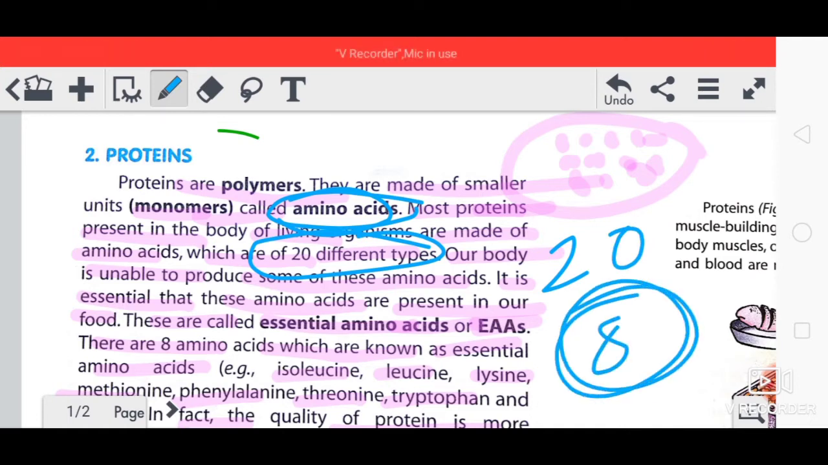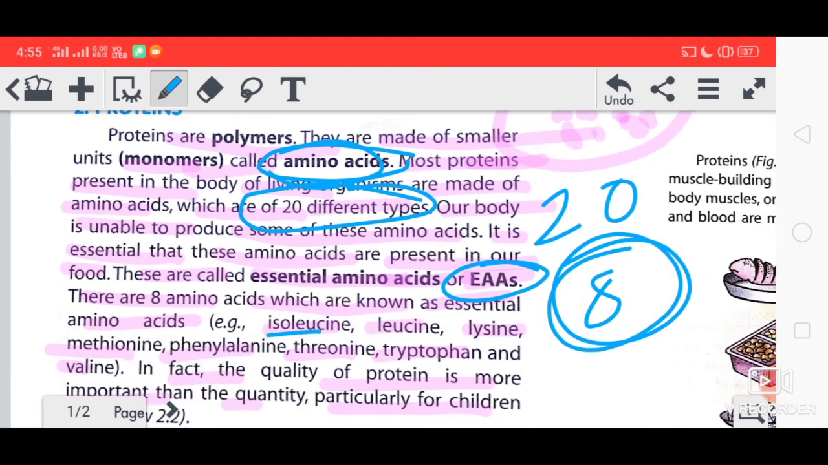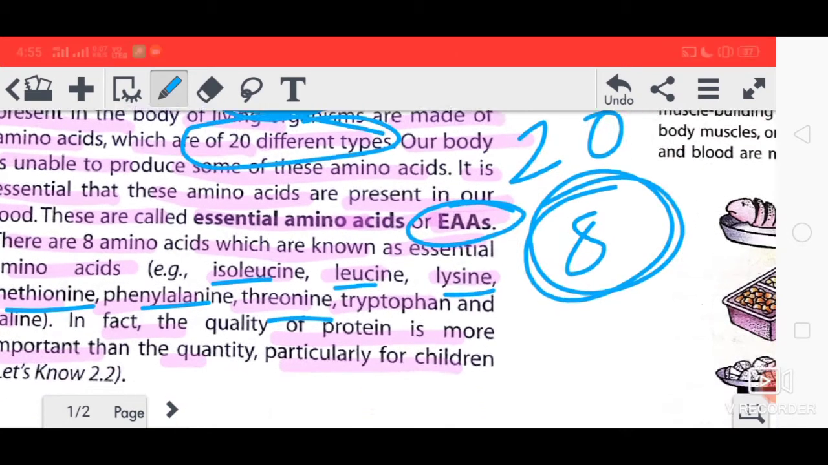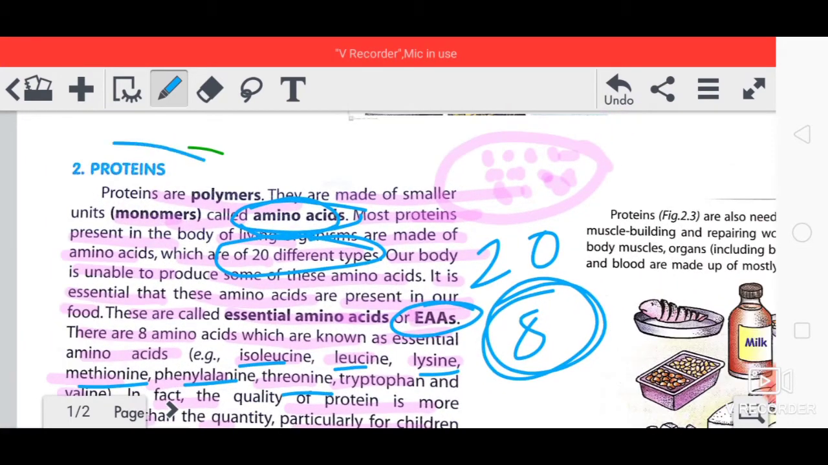Eight are essential amino acids, which means they are very important for our body. EAAs means essential amino acids. And those 8 essential amino acids are these. No need to learn this much, it's complicated for you. Just remember what protein is.